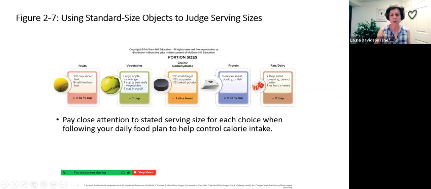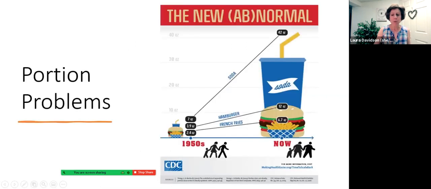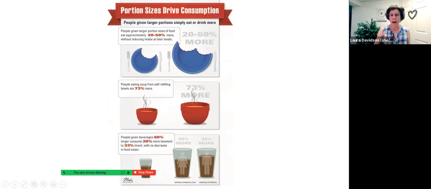So you can see here, half a small bagel is about the size of a hockey puck. You can see that 3 ounces of meat, poultry, or fish is about the size of a deck of cards. And that can be helpful because what's happened over the past 50 years or so is that the portions of foods have grown exponentially. And the problem with this is that we tend to eat with our eyes, not with our stomach. Research has shown this. So if we're given bigger portions, we tend to eat more. And you can clearly see that here.